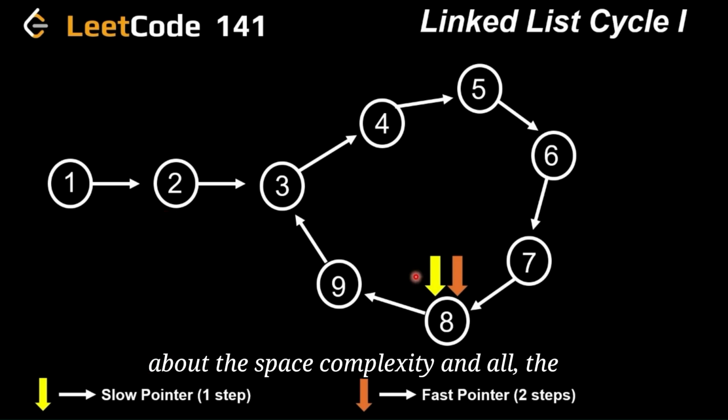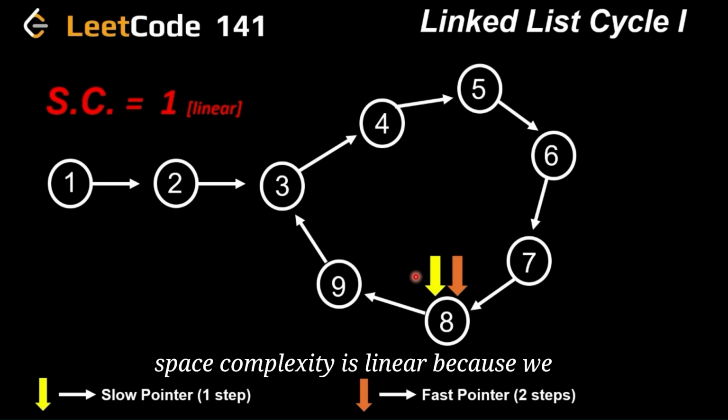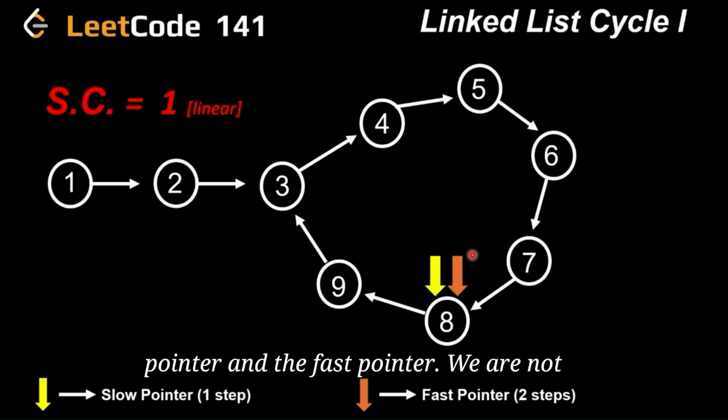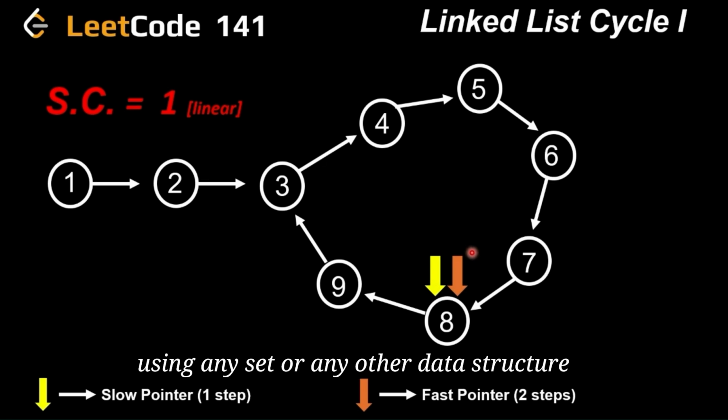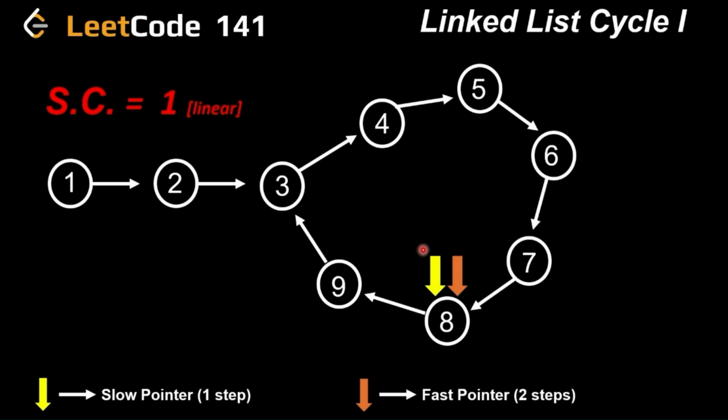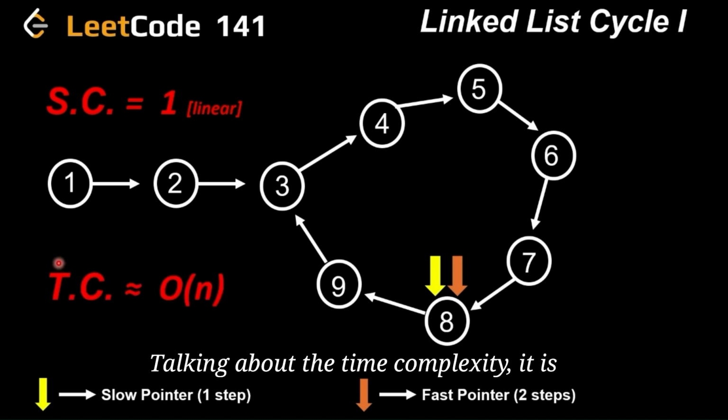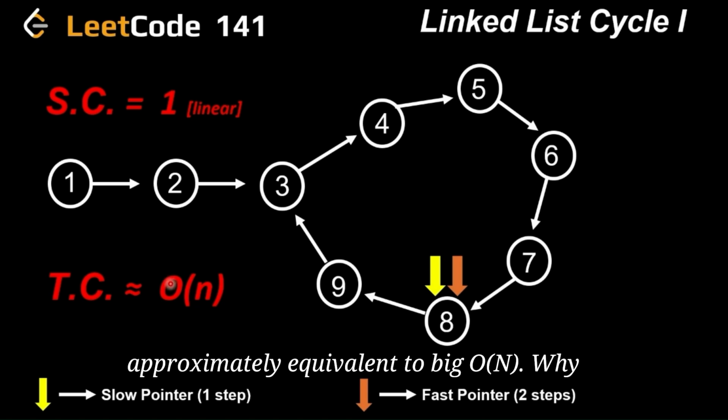Talking about the space complexity, it is constant because we are just using two pointers, that is the slow pointer and the fast pointer. We are not using any set or any other data structure to store the nodes. Talking about the time complexity, it is approximately equivalent to big O of n.